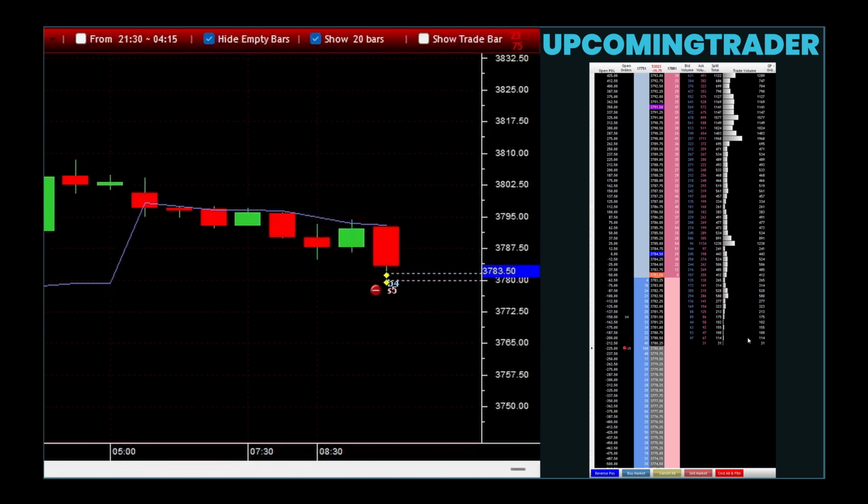In summary, while the three white soldiers pattern can indicate a strong bullish move and a change in market direction, investors should approach it with caution and use it as part of a broader set of analytical tools.